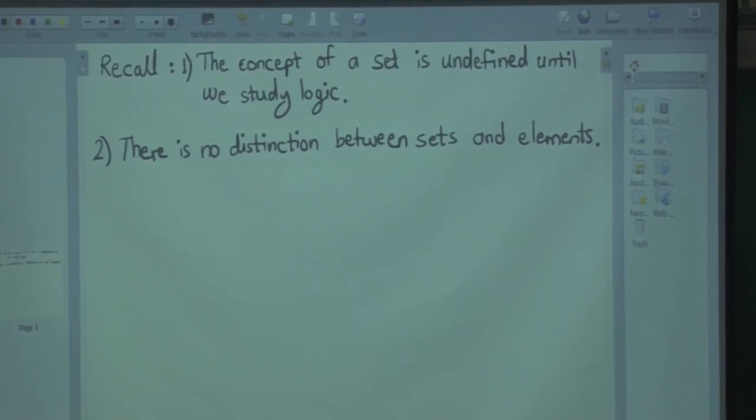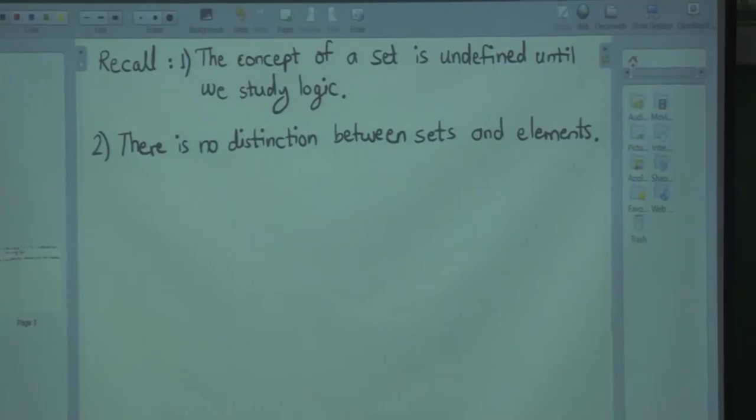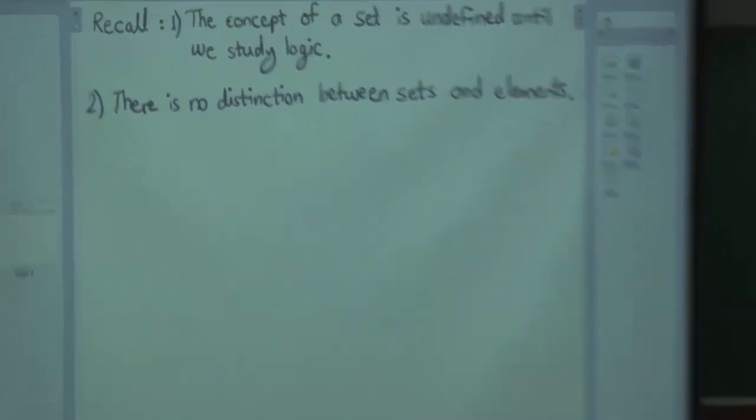There is no distinction between sets and elements. We are used to that kind of thing: A is a set and small x is an element, so there is no such distinction. And before we proceed with how to construct new kinds of sets from the existing ones, I want to confuse you even more.